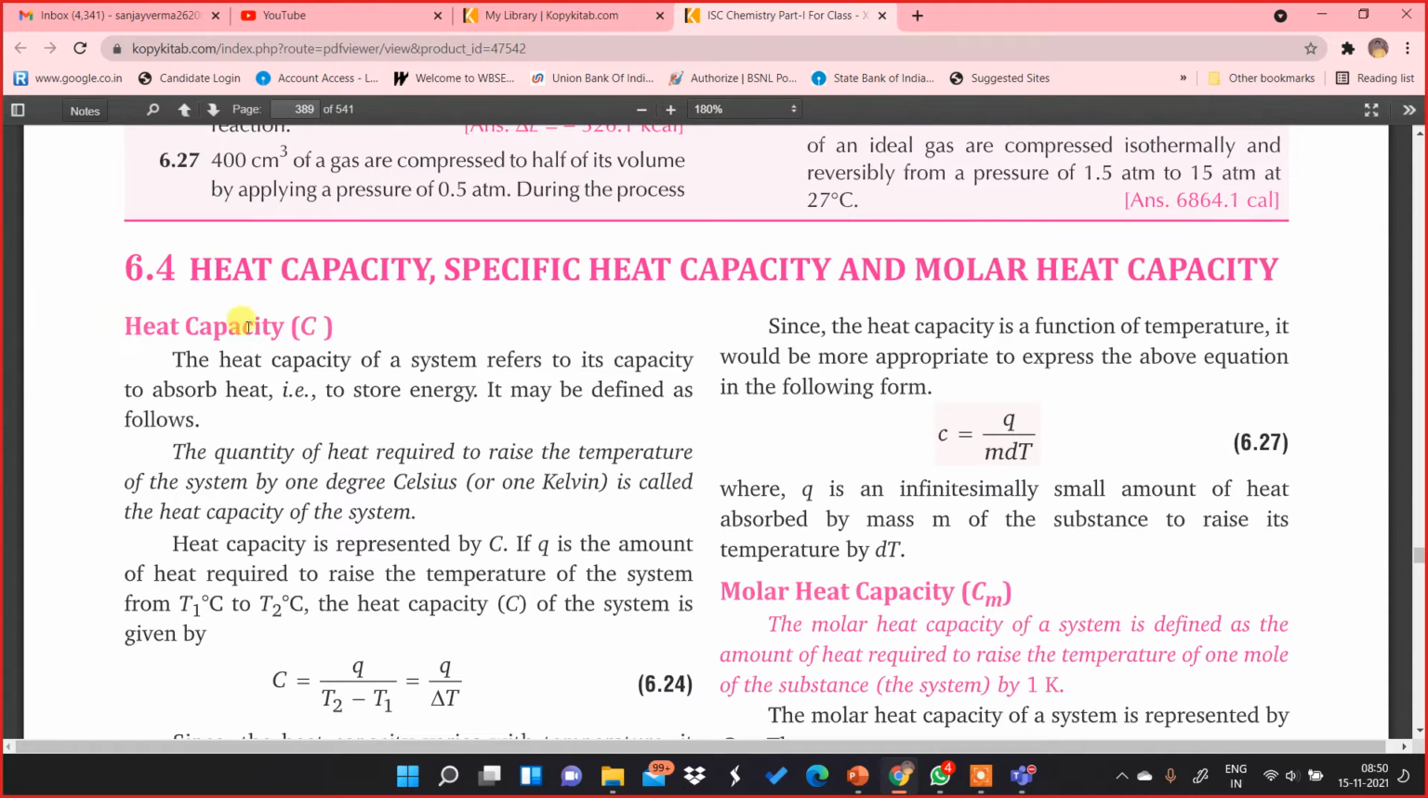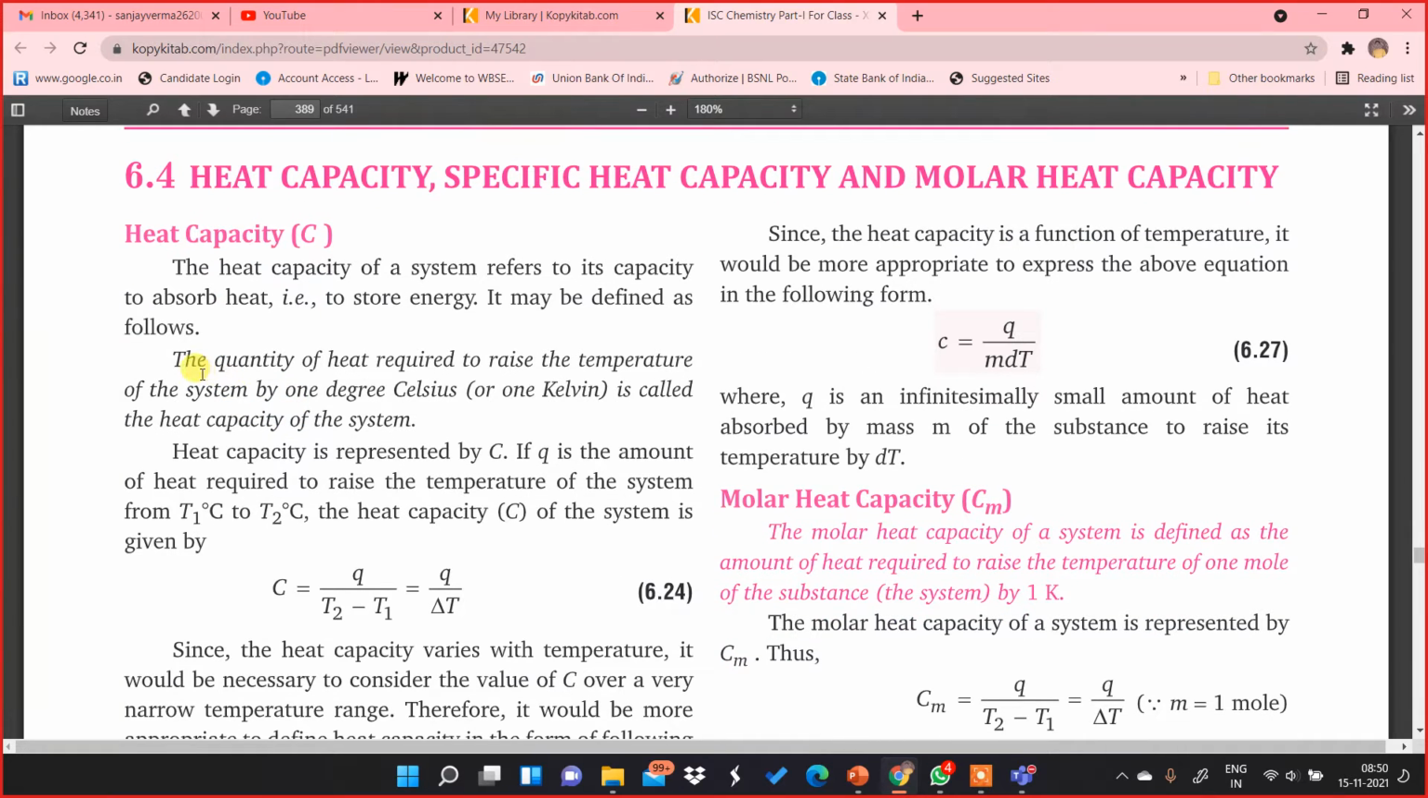First one is heat capacity. The definition: the quantity of heat required to raise the temperature of the system by 1 degree Celsius. So if there is a system or a substance, the amount of heat which you provide to that substance to raise its temperature by 1 degree Celsius is called the heat capacity of the system. It's 1 degree Celsius or Kelvin.